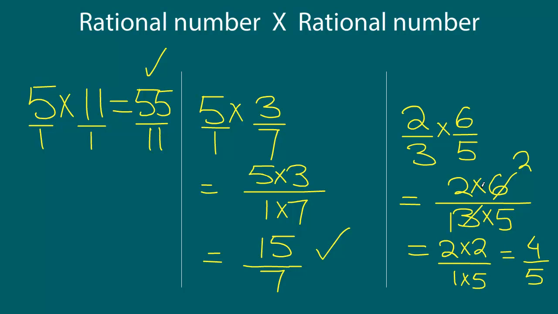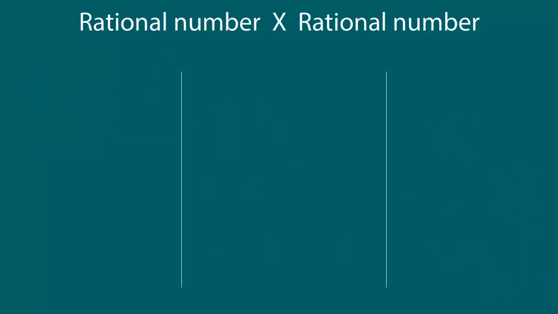Let's make sure we did it correctly. So 2 times 2, 1 times 5, we have 4 over 5. Again, we are getting a rational number. Let's take a look at some more examples.